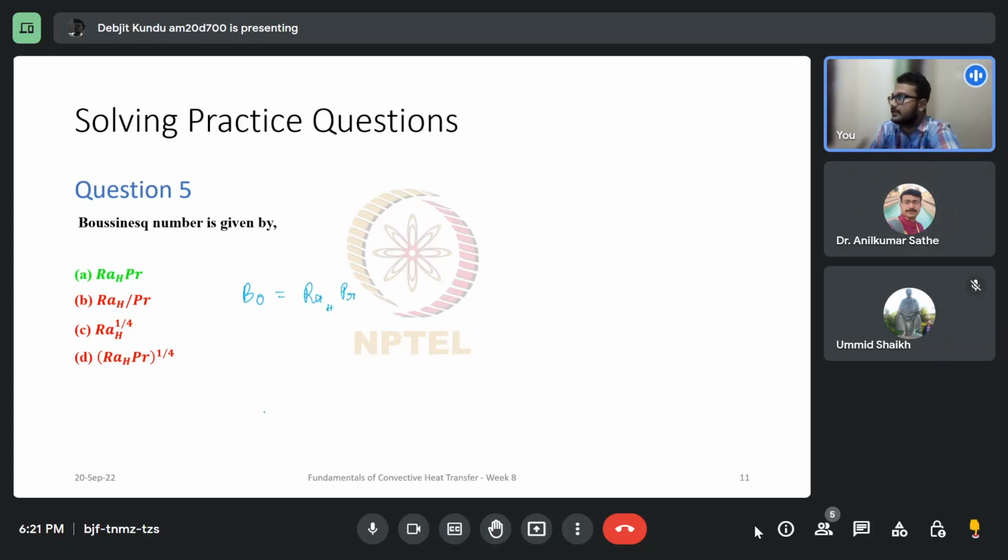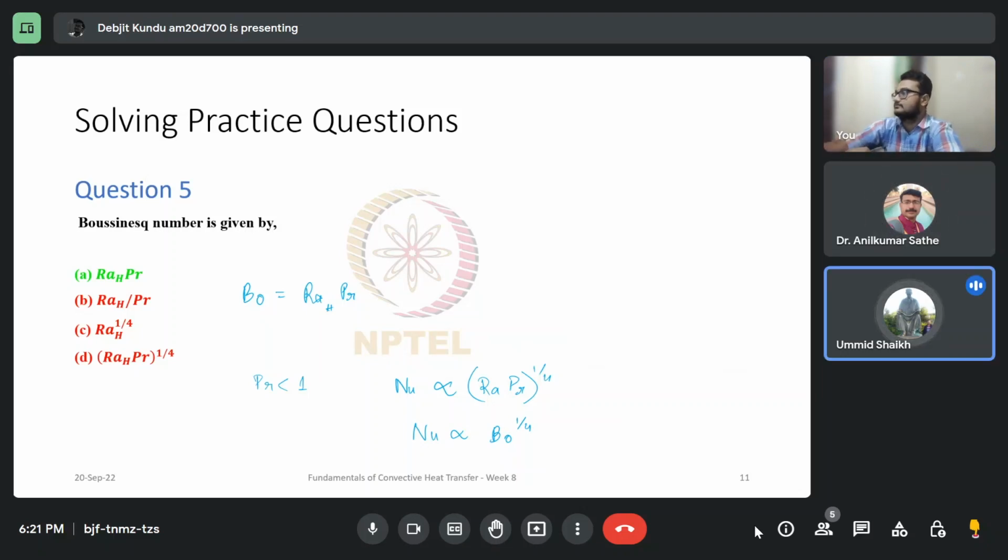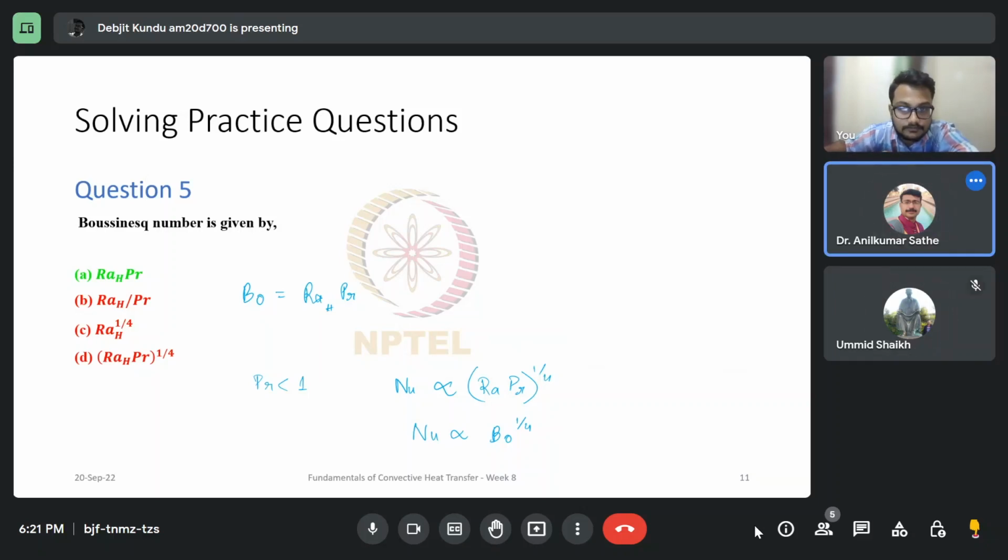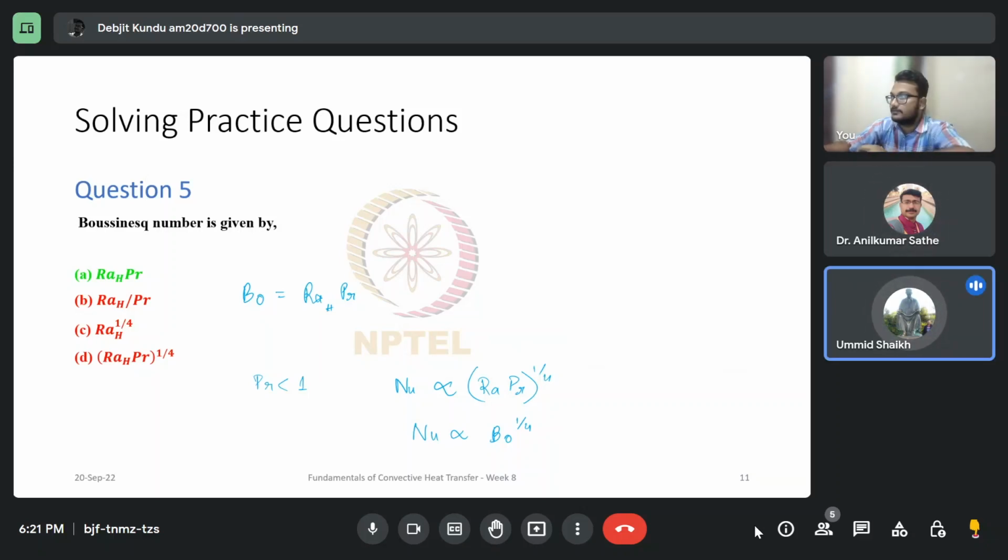And what role does it play in low Prandtl number fluids? The Nusselt number is proportional to Rayleigh number into Prandtl number to the power 1/4. We can simply write this as Boussinesq number to the power 1/4. What is the physical significance of this Boussinesq number? It's sort of like Reynolds number, analogous to natural convection.